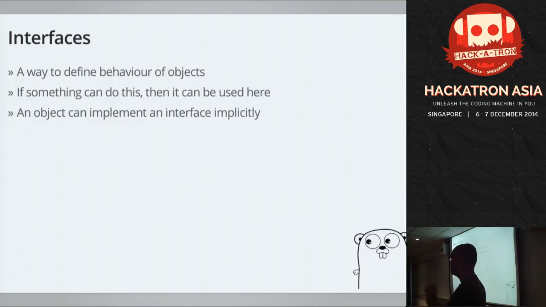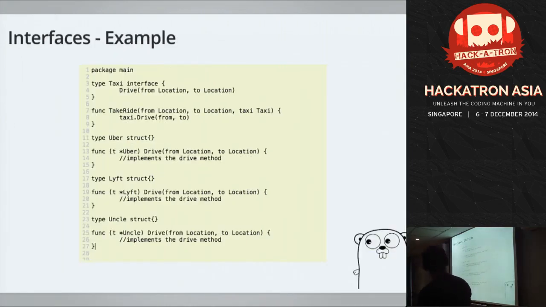This is actually useful when you're writing code. When you write a function, you don't really know which object you're going to use. I think I'll show you an example; it's easier to explain this way. Say you write a taxi app, right? The basic functionality would be to take a ride. When you write this function, you're not sure which taxi provider you're going to use. So you say any taxi should be able to drive me from A to B. If a taxi can drive me from A to B, it's okay. So you just define this, but you don't really know which exact taxi company you're going to use.